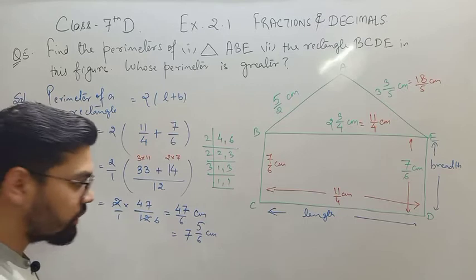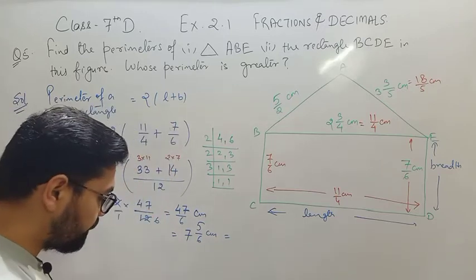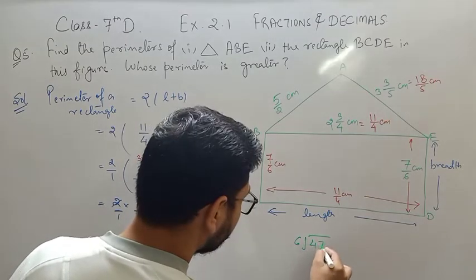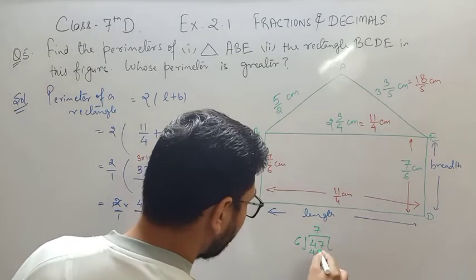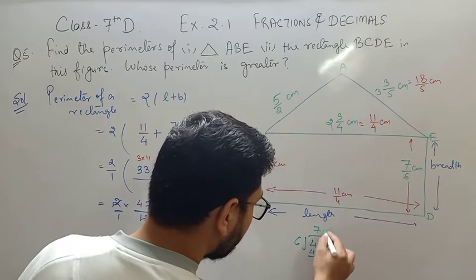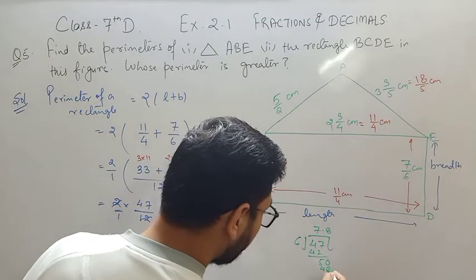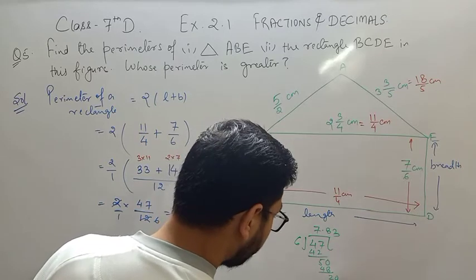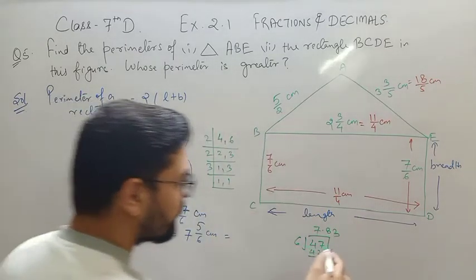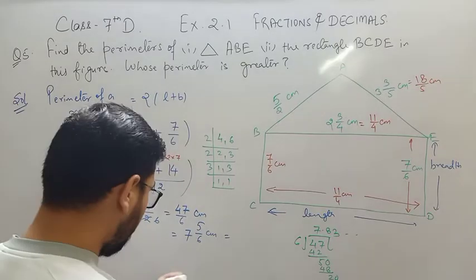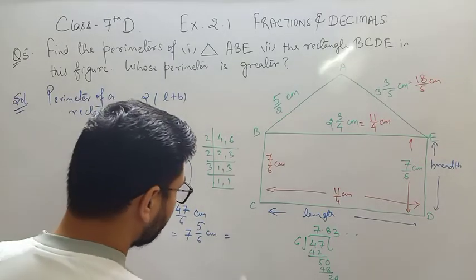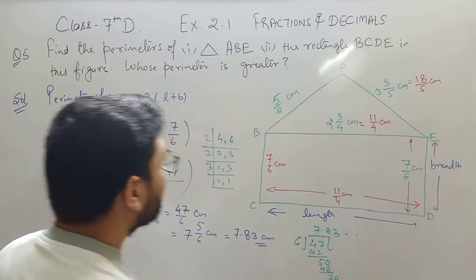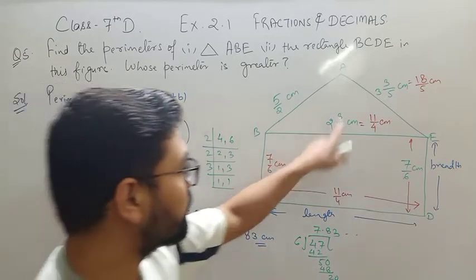This is the mixed fraction, or you can simply write it in decimal form: 6 7s are 42, 6 8s are 48, 6 3s are 18, and in this way it will continue. So let's say 7.83 centimeters. And what was the perimeter of the triangle?